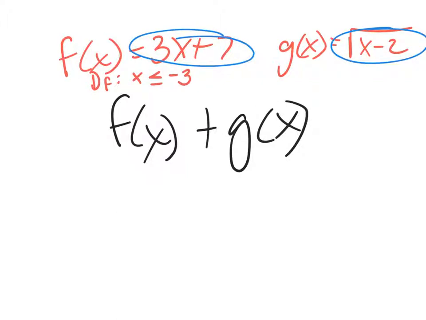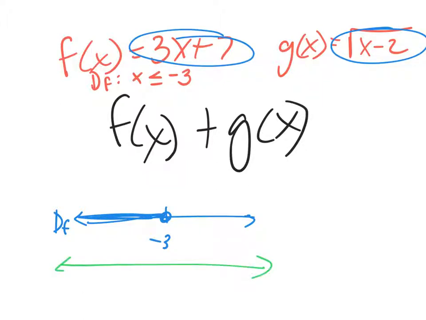All right, the domain of this guy is going to just be the domain of f, which was, here's negative 3. And the domain of g, and I'm going to put them right on top of each other so that I can see where they overlap well. And domain of g, x minus 2 greater than or equal to 0, x greater than or equal to 2. So here's 2. And I fill that in, and it's greater than or equal.